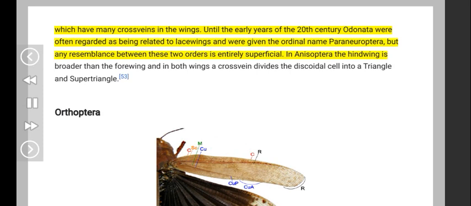Until the early years of the 20th century Odonata were often regarded as being related to lacewings and were given the ordinal name Paraneuroptera, but any resemblance between these two orders is entirely superficial. In Anisoptera the hindwing is broader than the forewing, and in both wings a crossvein divides the discoidal cell into a triangle and supertriangle.